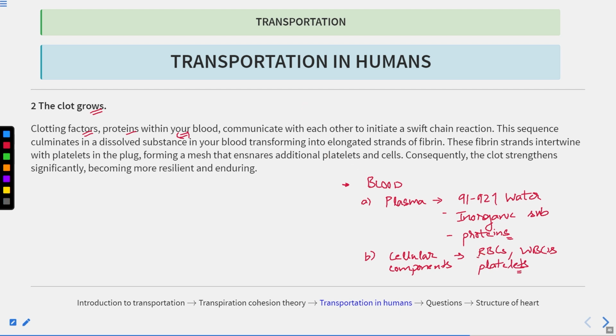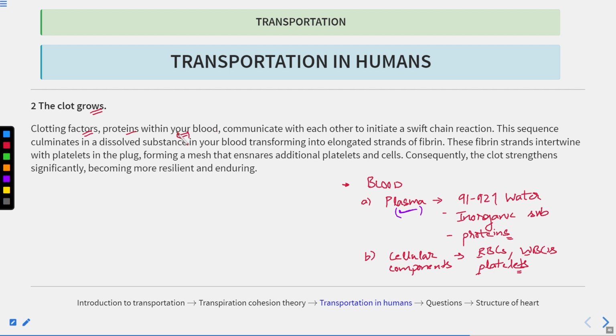Okay, and all these RBCs, WBCs, and the blood platelets float in the plasma. Sorry, they're not part of the plasma, they float in the plasma.